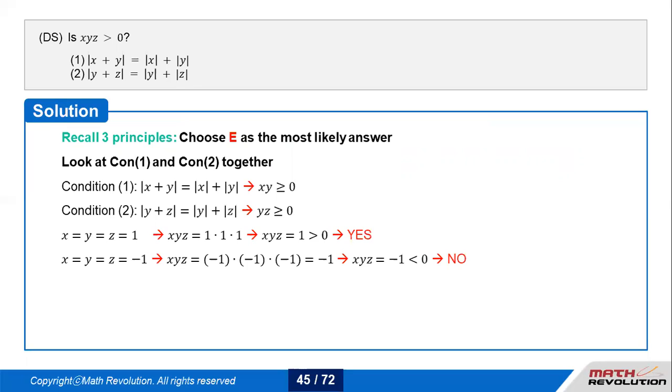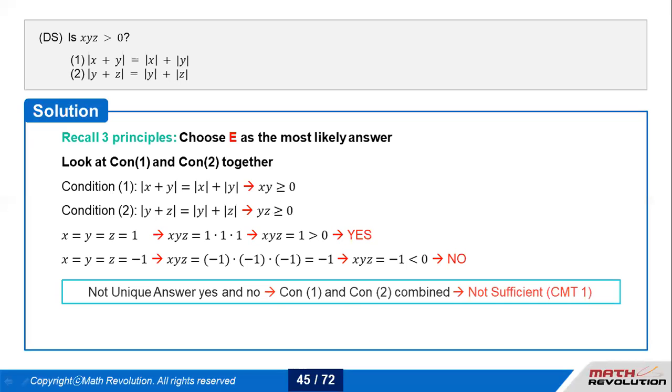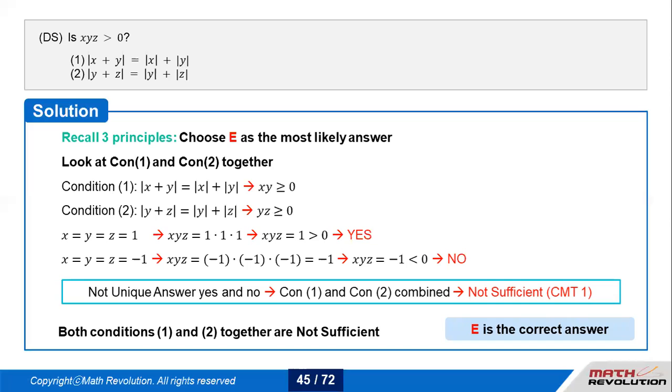So that is yes. But if x equals y equals z equals minus 1, then you are getting the product as minus 1, which is less than 0. And your xy and yz products are still satisfied. So in that condition, you're not getting a unique yes or unique no. According to GMAT, conditions combined are not sufficient. Answer goes as E, which ultimately we got when we did step number 2.